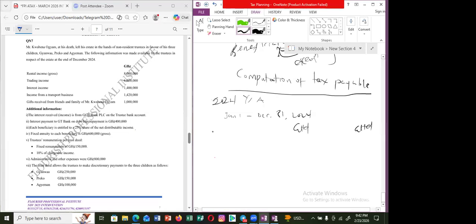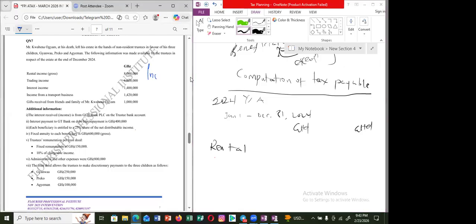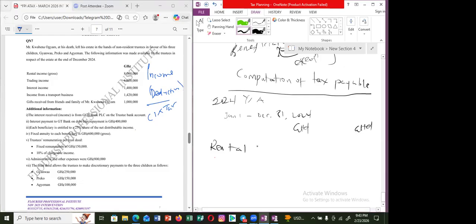So we have rental income, right? From the question, income from the trust. So basically we are computing income. Now the principle of tax is always simple. How much income are you earning? What deductions are you allowed? Deduct it, whatever you get is called chargeable income. Calculate your tax on it. It's as simple as that. So let's do the income element. So rental income, I think rental income is 8 million.